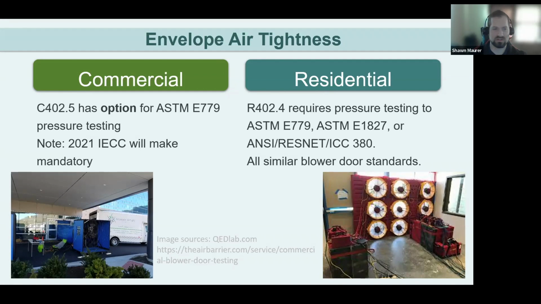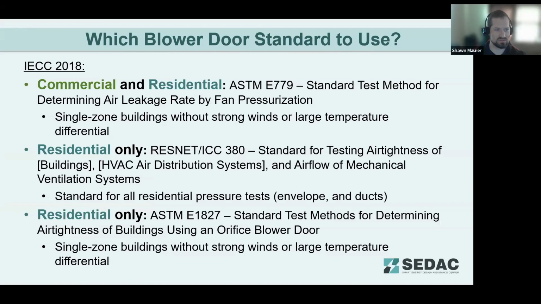What we want to touch on here are the main differences between those, so you can understand which ones impact your projects. As I noted before, in the 2018 IECC, ASTM E779 is available for commercial and residential pressure testing. It's the standard test method for determining air leakage by fan pressurization. So this is set up for single zone buildings without strong winds or large temperature differentials.